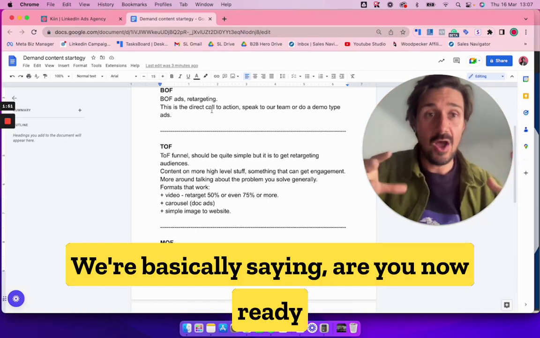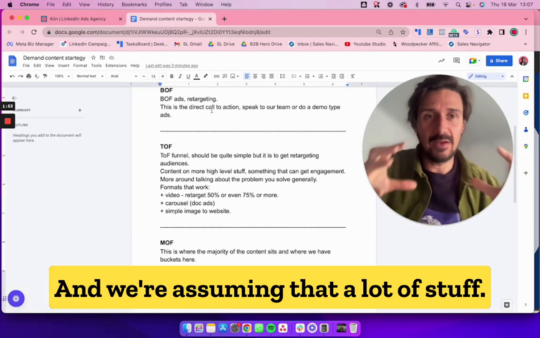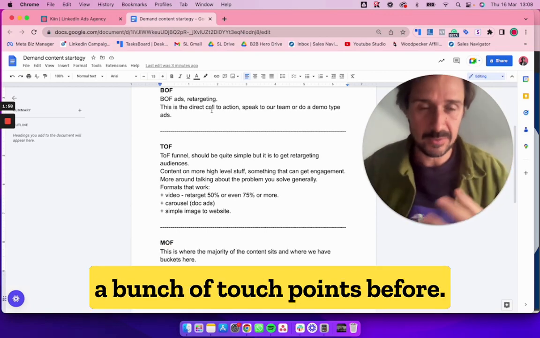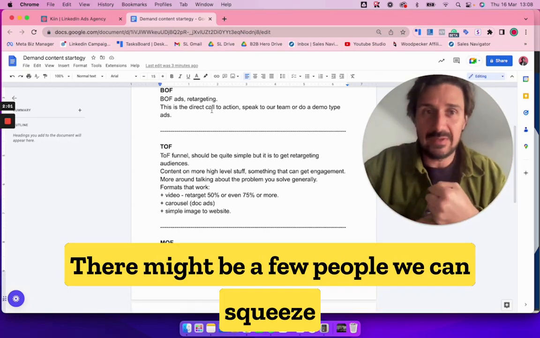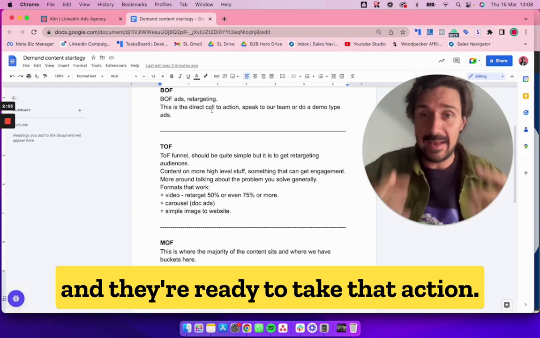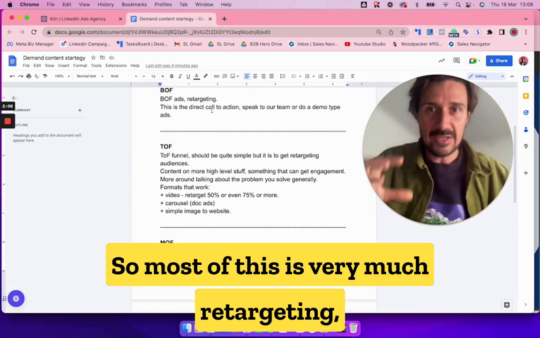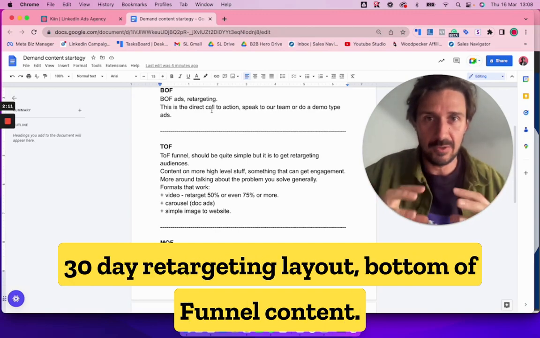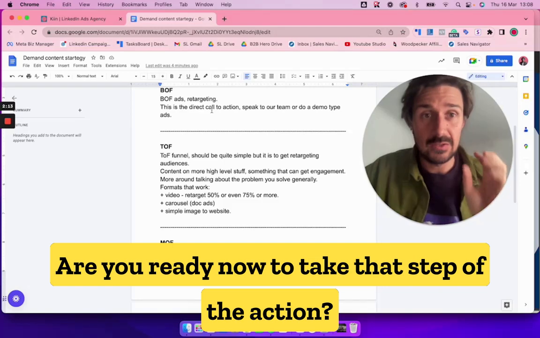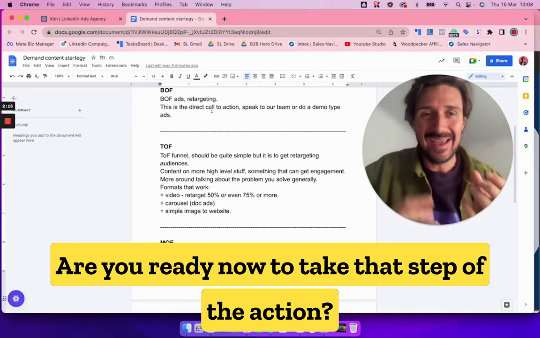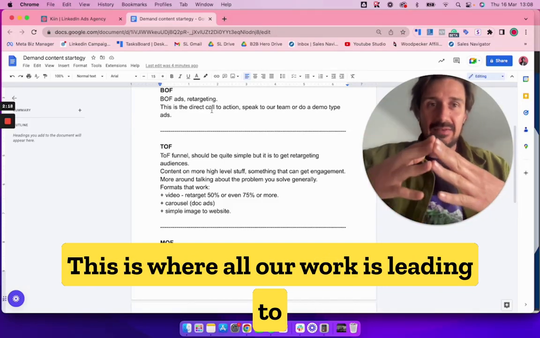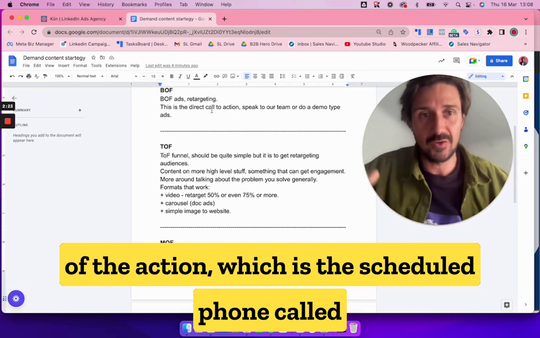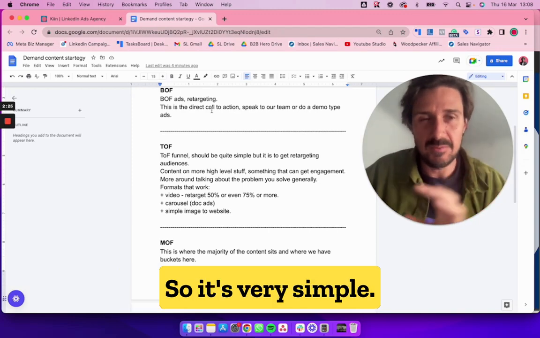We're basically saying, are you now ready to talk to us about this? We're assuming that they need a bunch of touch points before. There might be a few people we can squeeze out who have literally never heard of you before and are ready to take that action, but it's really rare. So most of this is a 30-day retargeting layer of bottom of funnel content. Are you ready now to take that step? This is where all our work is leading, getting them to convert, which is the scheduled phone call, the demo, or the free trial. So it's very simple. I don't think we have to overcomplicate it.